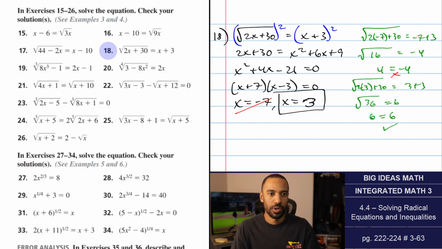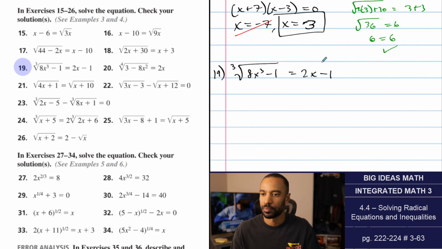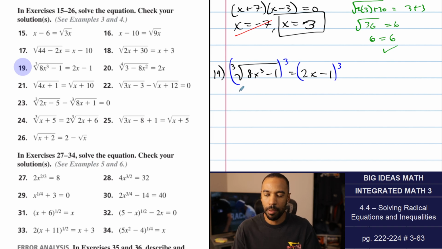All right, let's go to numbers 19 and 20, where they are not square roots, but cube roots and fourth roots. Number 19, we have the cube root of 8x cubed minus 1 equals 2x minus 1. Okay, let's go ahead and cube both sides. Now, cubing this one's going to take a little more work, which is probably one of the reasons they're not doing a bunch of these.